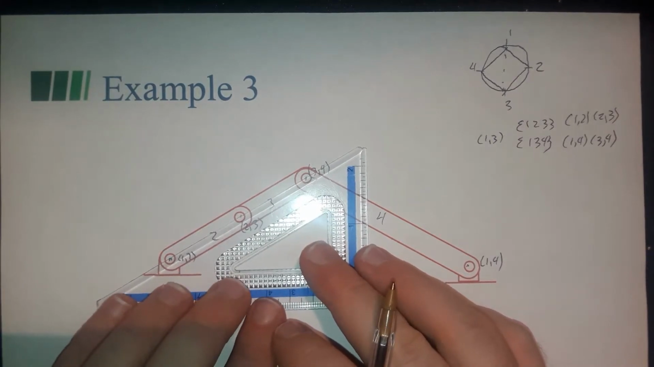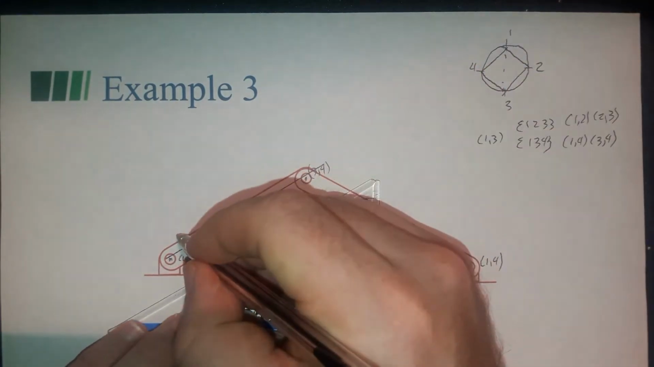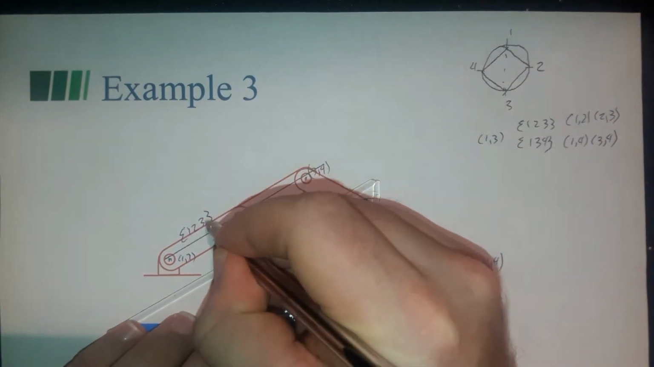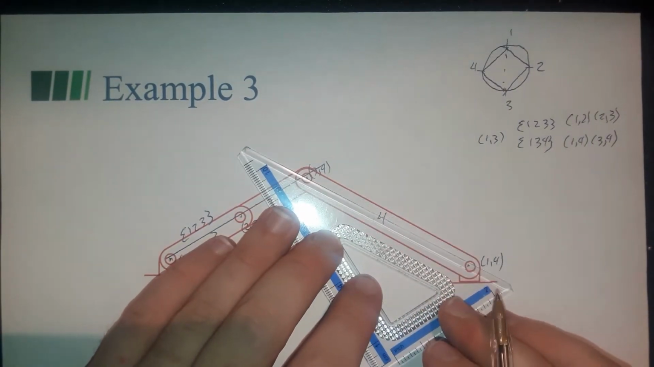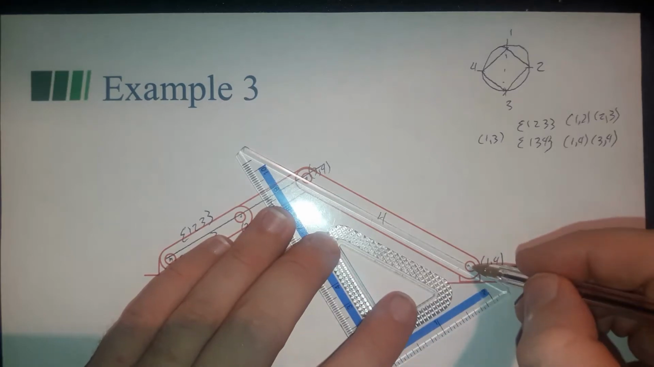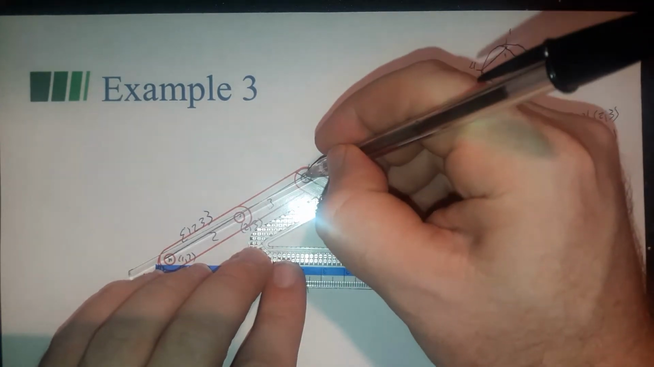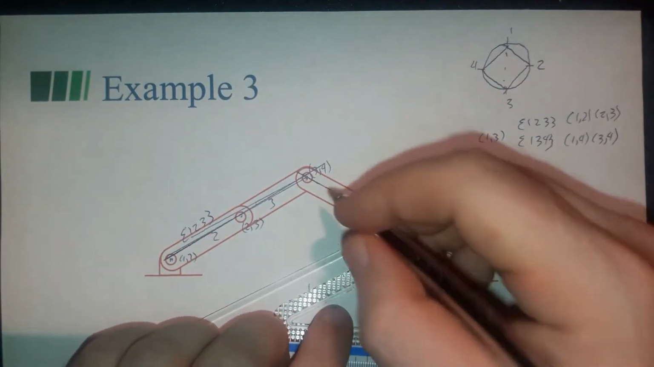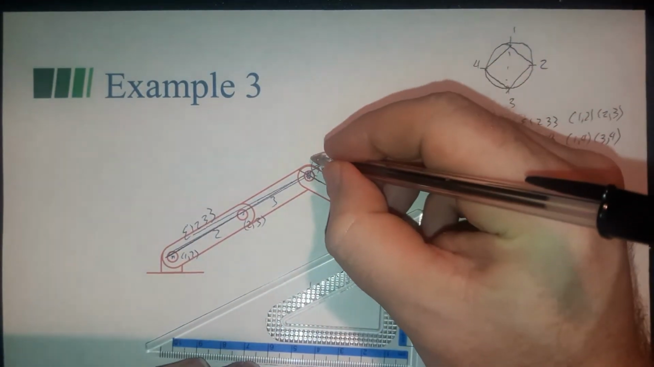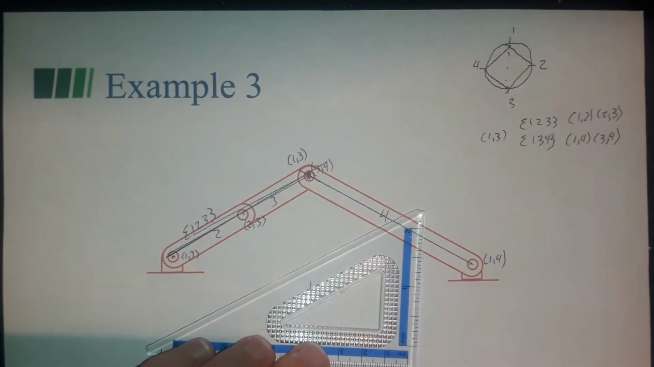And so I have line 1, 2, 3 right there, and I have line 1, 3, 4 right there, and really those two lines should intersect at that same point right there. And so what happens here is I find that 1, 3 and 3, 4 have the same instant center. Okay.